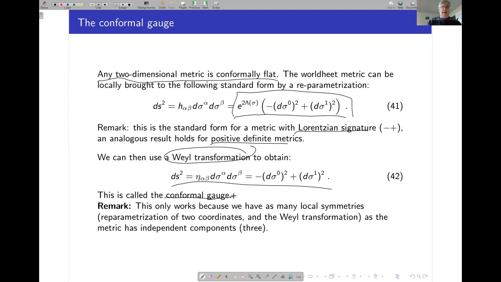And the remarks that I have also tabulated here just emphasize the importance of the Weyl transformation. The reason why we can transform our worldsheet metric to a flat metric is that we have as many local transformations as the worldsheet metric has independent components. The worldsheet metric is symmetric, hence it has 3 independent components, and we have 3 independent local symmetries. We can reparameterize 2 coordinates, and we have, as our joker, the Weyl transformations.